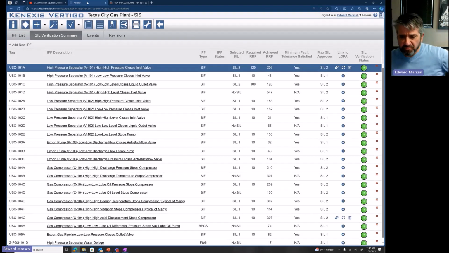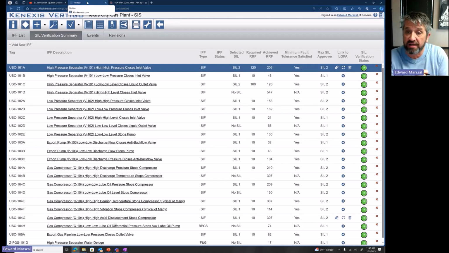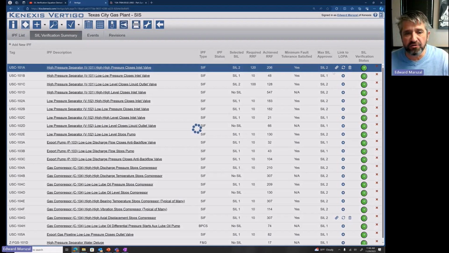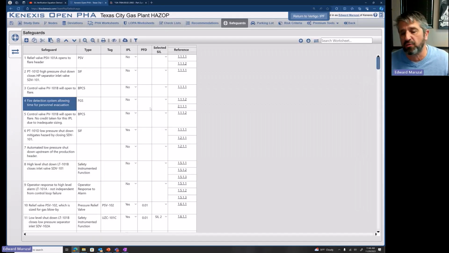The point is there is a target. There is a safety function that resides in OpenPHA. That safety function has performance targets associated with it, and it can show up for multiple initiating events and multiple scenarios, but there's only one target, and it is that safeguard that's linked to Vertigo, not the scenario. So the IPL is linked, not the scenario. If you want to see how that safeguard is used in the multiple scenarios, then you need to jump out of Vertigo and view the link in OpenPHA directly. You need to see where it shows up.